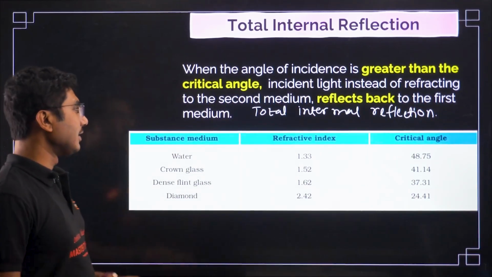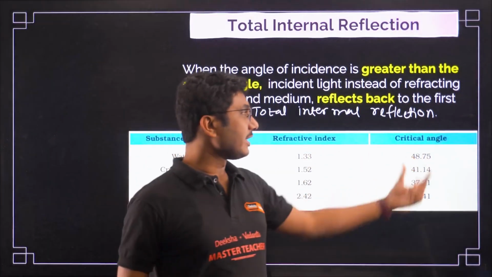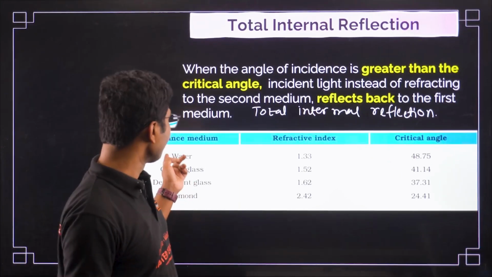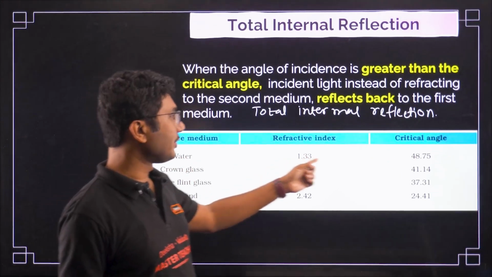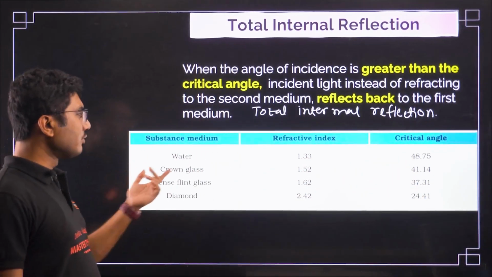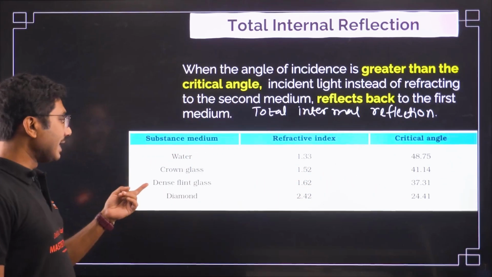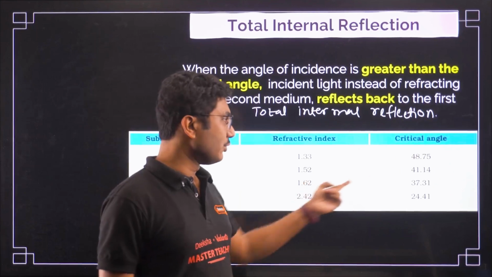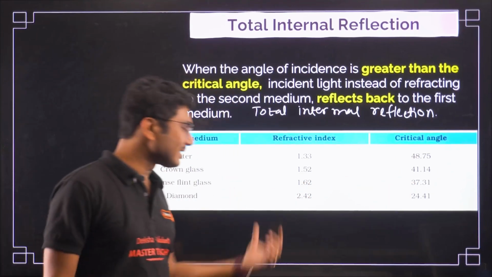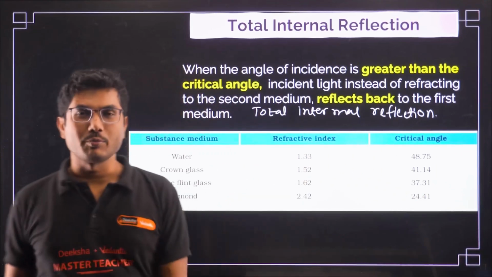Now you can see the refractive index of some known materials and their corresponding critical angles. For example, water, the example I was giving you. Water has a refractive index of 1.33 and its critical angle is approximately 49. For crown glass it is 1.52 and the critical angle is 41. Dense flint glass is 1.62 and the critical angle is 37, and diamond, having one of the highest refractive indices, 2.42, has a very small critical angle, 24.41.